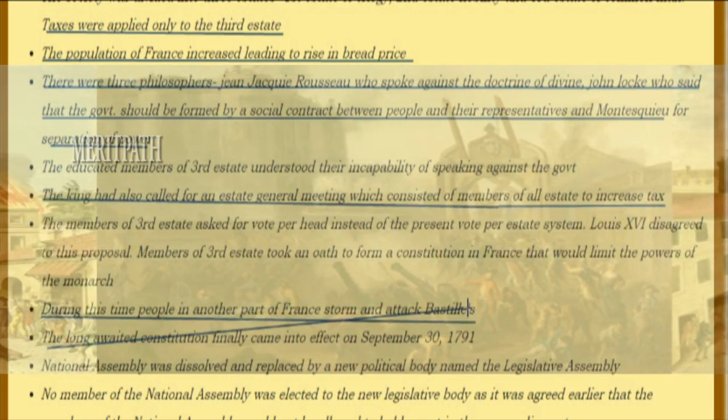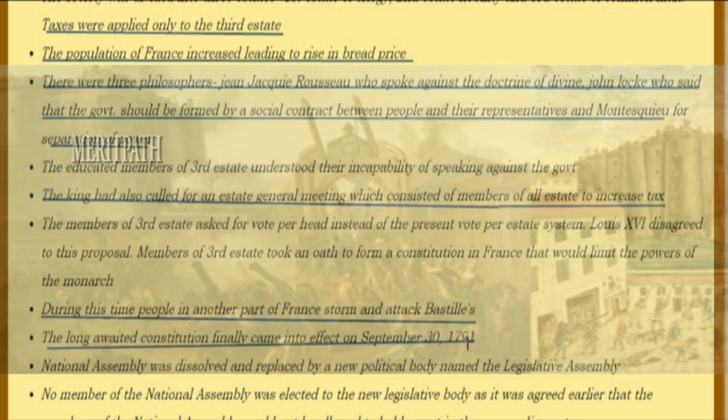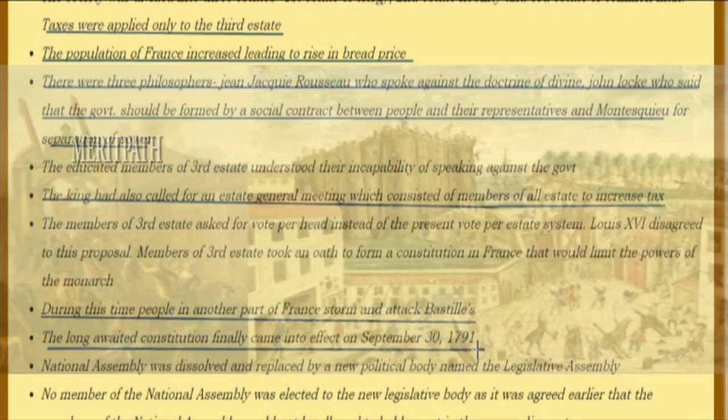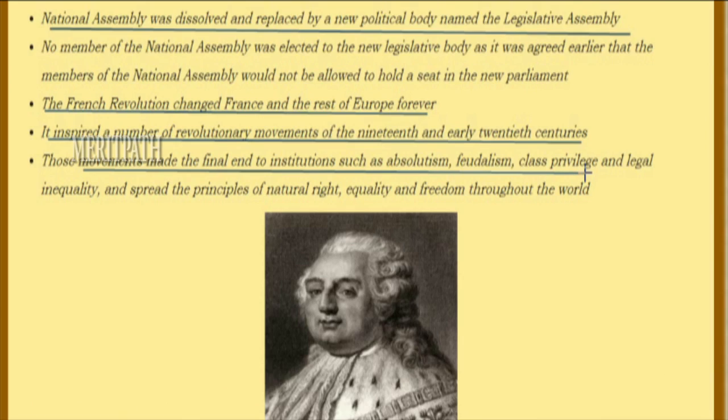The long-awaited constitution finally came into effect on September 30, 1791. The National Assembly was dissolved and replaced by a new political body named the Legislative Assembly. No member of the National Assembly was elected to the new legislative body, as earlier it was decided that members of the National Assembly would not be allowed to hold a seat in the new parliament.